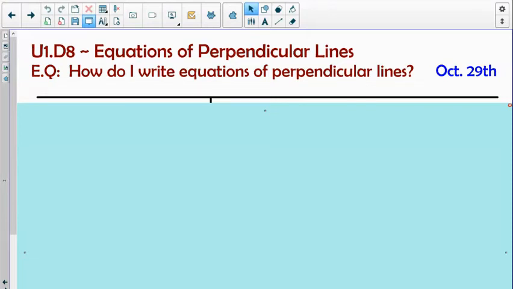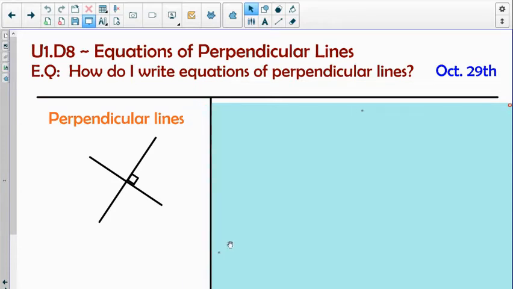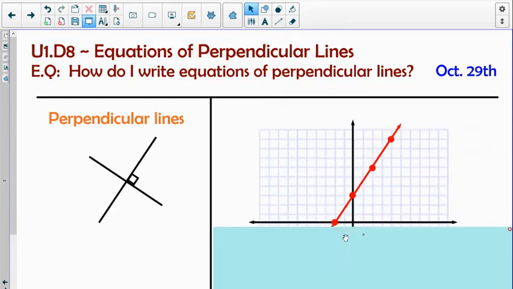All right, today we're going to look at equations of perpendicular lines, with our goal being how do I write equations of perpendicular lines? So first, let's just review what perpendicular lines are. We're looking at two lines that intersect, but specifically they cross at a 90-degree angle. So, perpendicular lines.